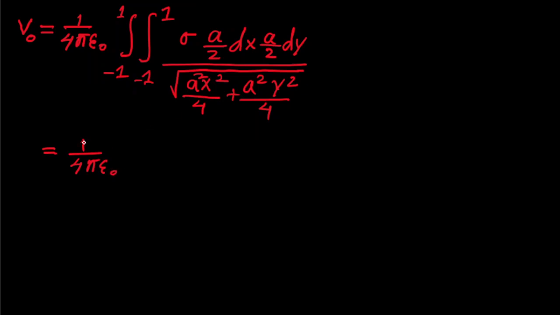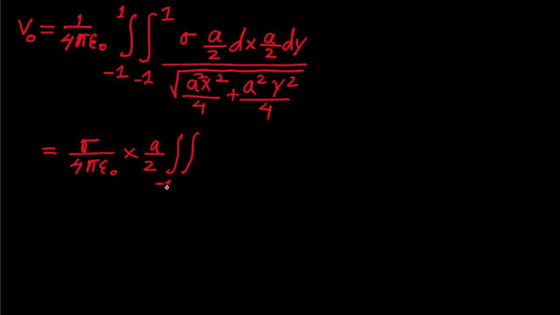Sigma is constant, so you can take it out from this integration, and write sigma divided by 4 pi epsilon naught. In the numerator we have a by 2 and a by 2, and in the denominator both the x and y terms have a square by 4, so we take it common. When you take it out from the square root, it will be a by 2. So from numerator and denominator, one a by 2 will cancel out, so the remaining one term is a by 2, and the other term remains as it is.